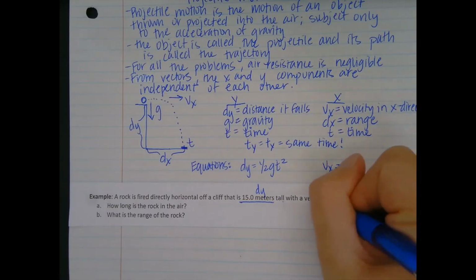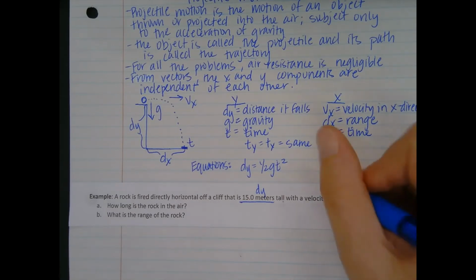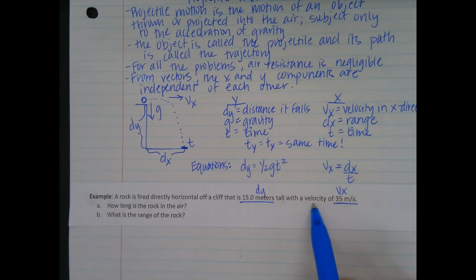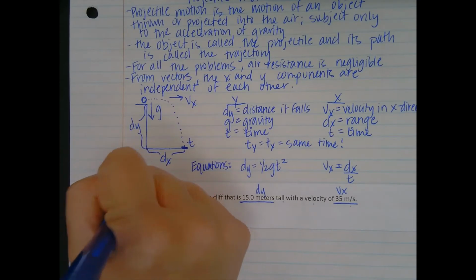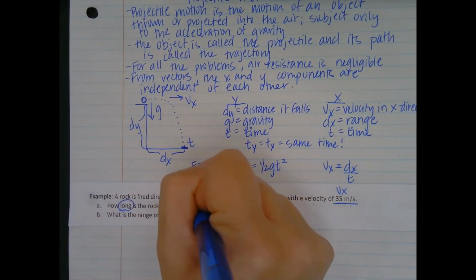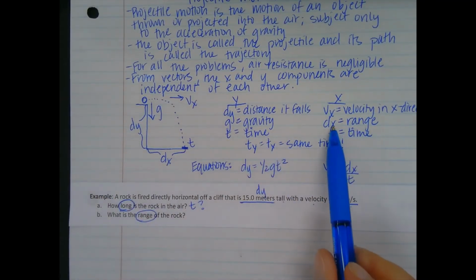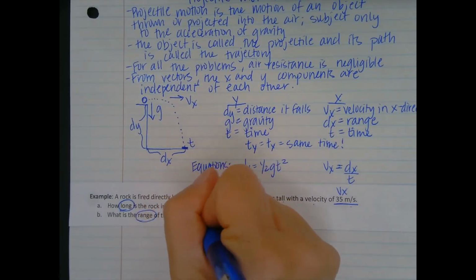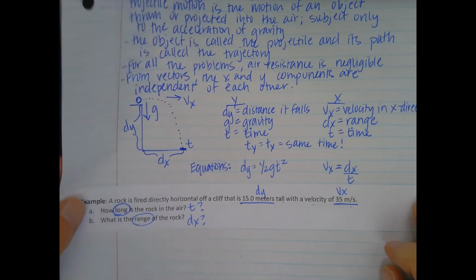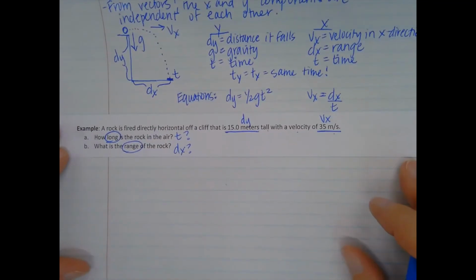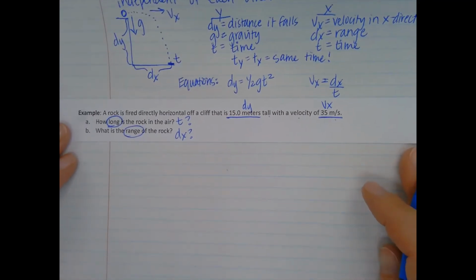Okay, I'm also given 35 meters per second. I know that this is going to be Vx because it says velocity and the units are meters per second, okay? So I'm given dy and I'm given Vx. I'm trying to find, it says how long is it going to take, so that's going to be t. And then the range of the rock, well, we know that range means we're talking about dx, okay? So what we just did right there, trying to figure out what it is we're given, is really key to making sure that you plug them in the right places.